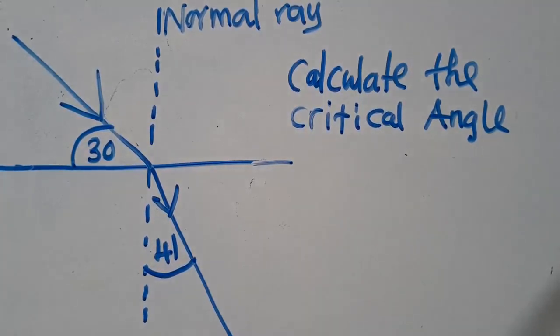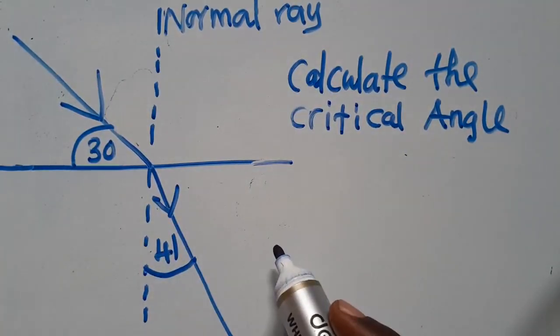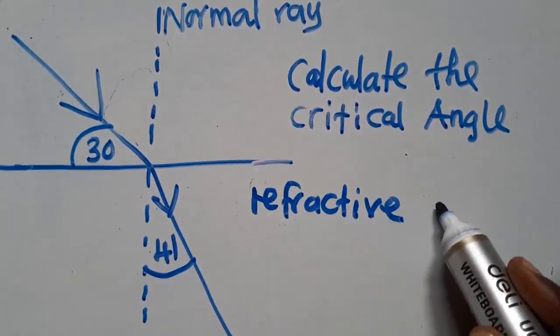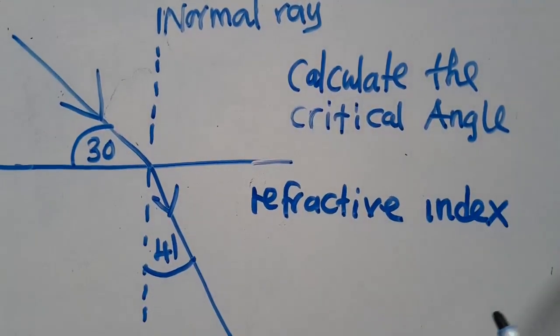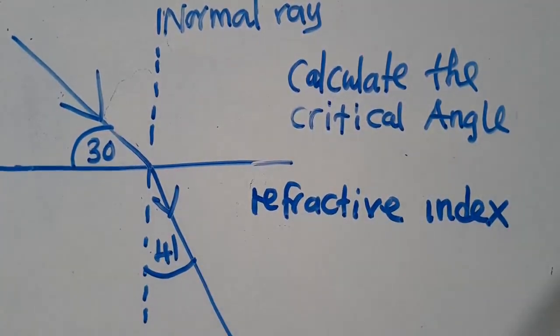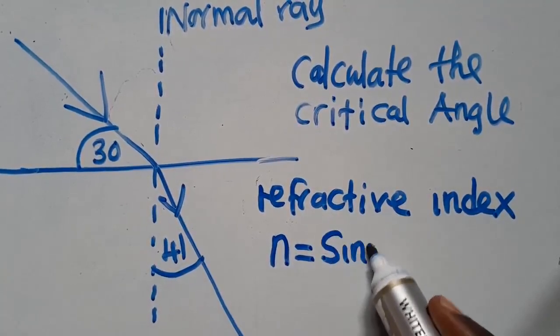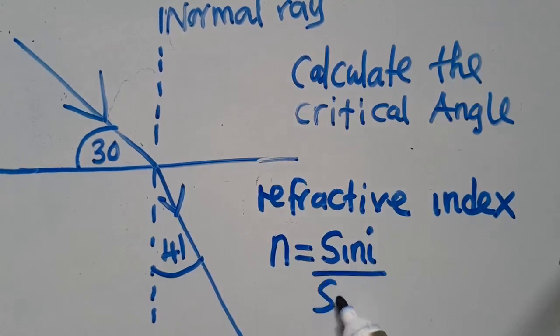What you need to do, the first thing that should come to your mind, is to find the refractive index. This is the first thing that you need to do. And how do we calculate the refractive index? We calculate it by using this formula. Refractive index is equal to sine of the angle of incidence over sine of the angle of refraction. This is the formula that we need to use.